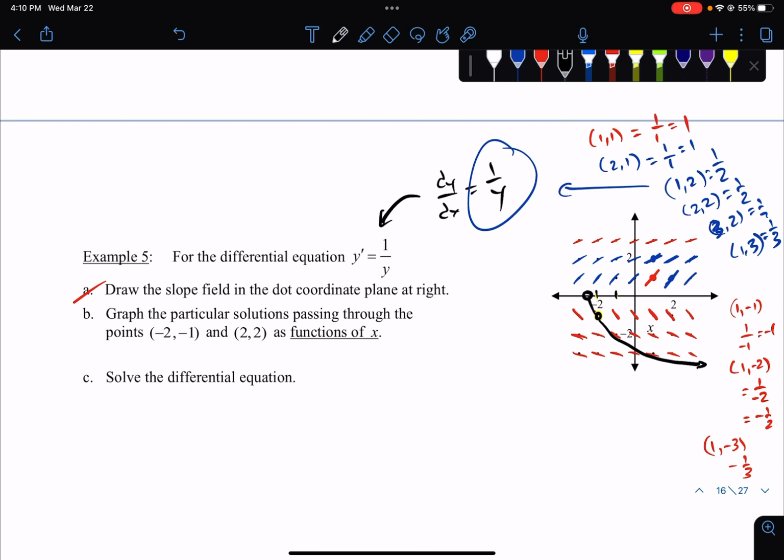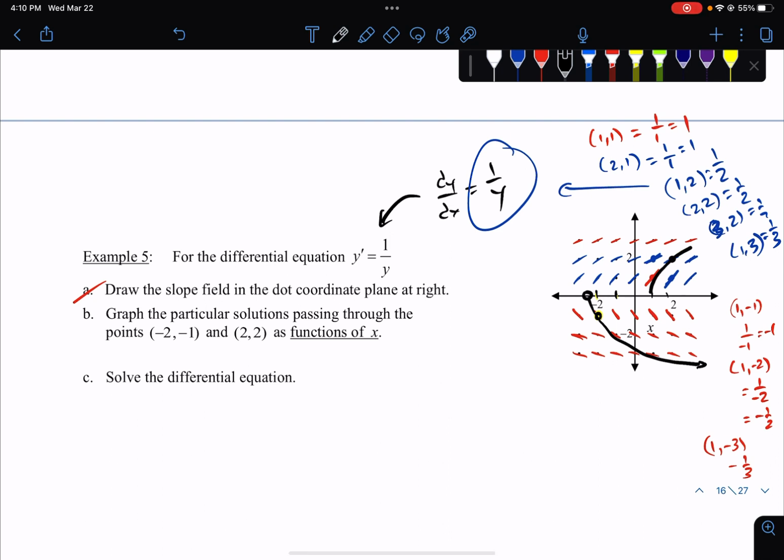2, 2. So now if I go over 1, 2 and up 2, this one, same idea. I'm going to follow my slope field. That was not a good follow. We probably need to go below this one. So I'm going to come up and then I'm going to start to flatten out, right? I probably went farther than I should.